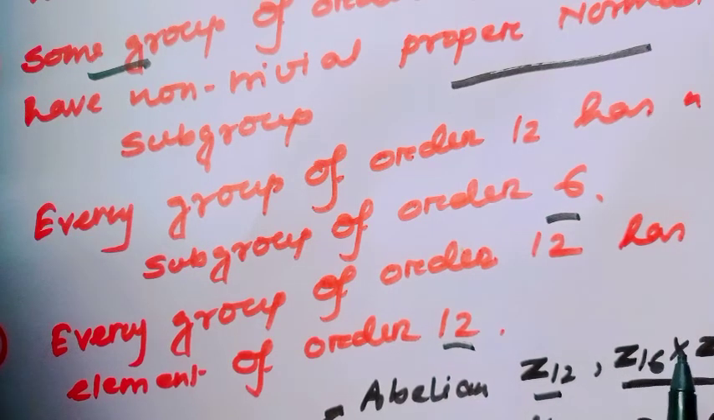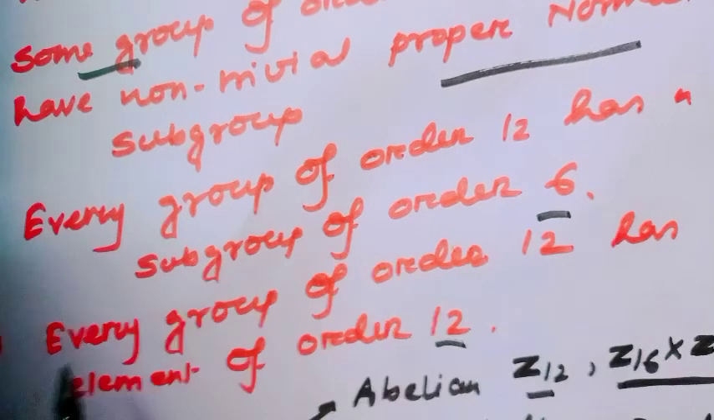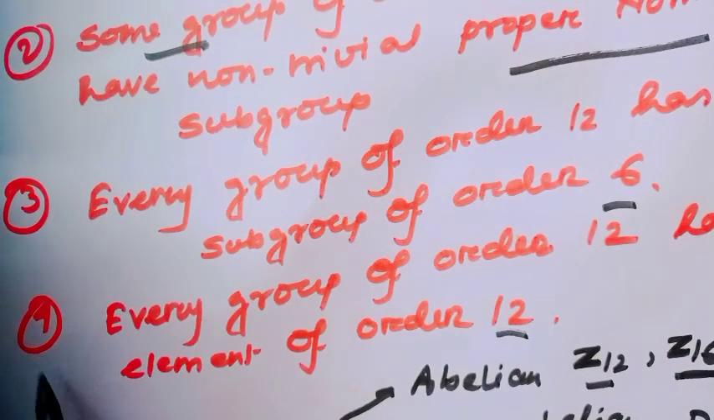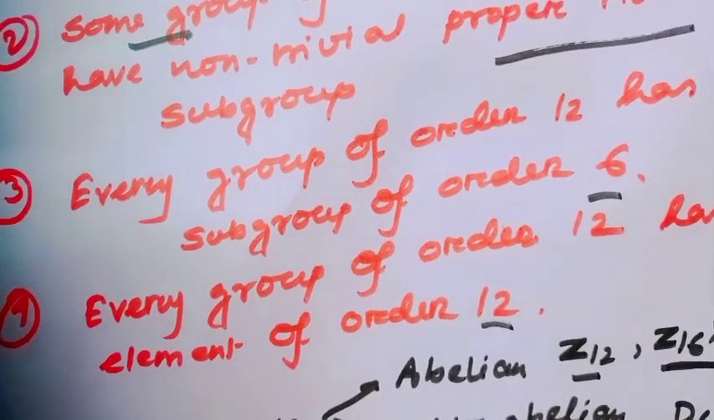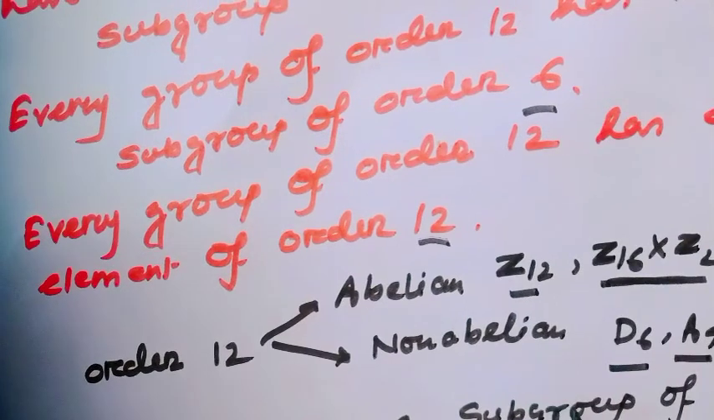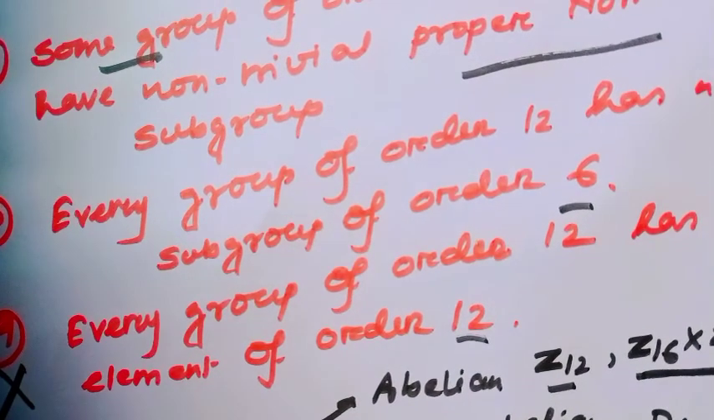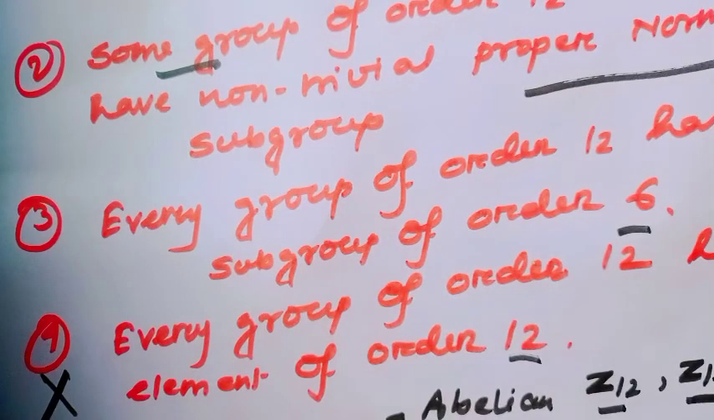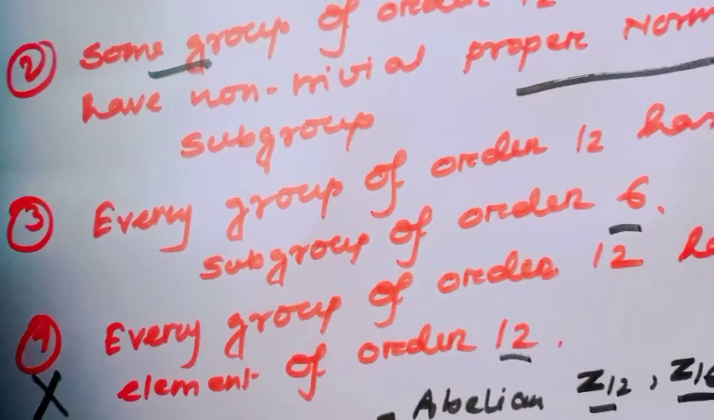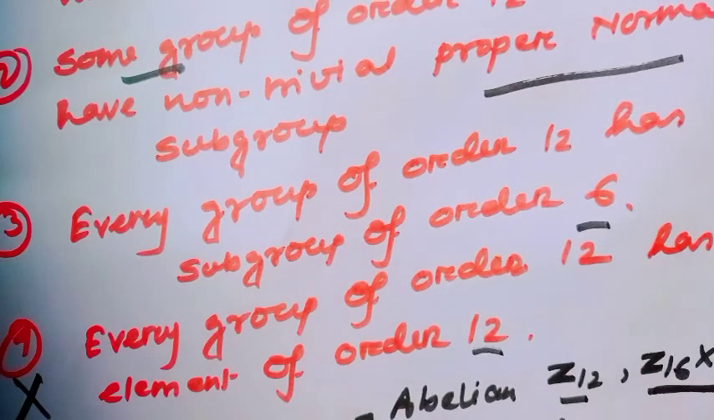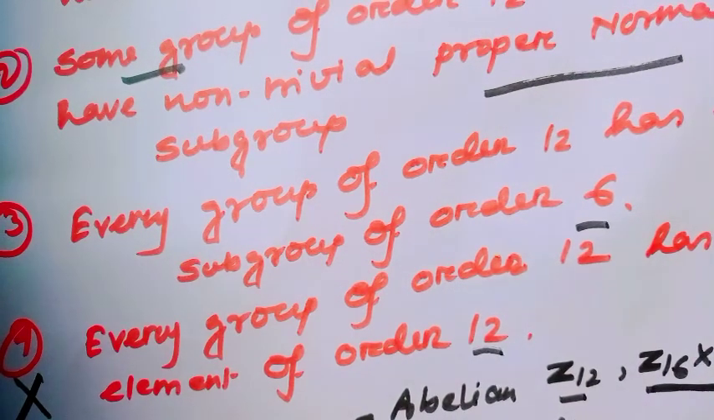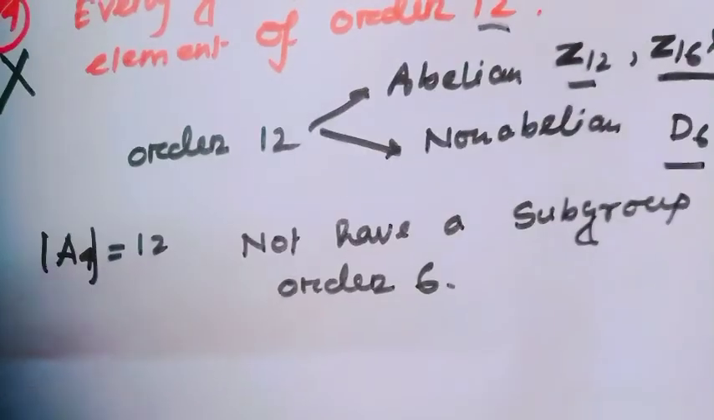Okay. So option 4 is a wrong option, because if you consider a non-abelian group, then it cannot be possible. So option 4 is a wrong option. And option 3, notice this is the converse of Lagrange theorem. Every group of order 12 has a subgroup of order 6. We all of us know the converse of Lagrange theorem.